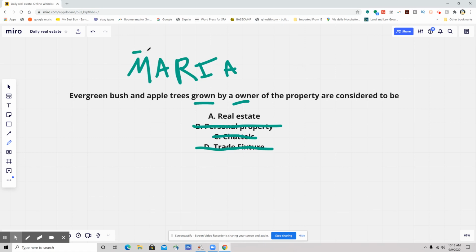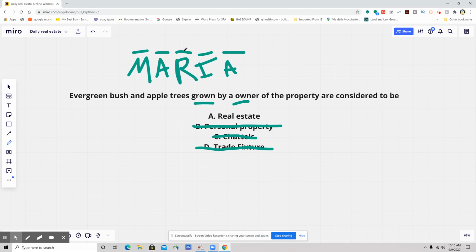So what happens is this. MARIA is the acronym we use. That's method of attachment, adaptation of the item to the real estate, relationship of the parties annexing it to the property, intentions of the parties annexing it to the property, and any agreement that might be extraneous to the circumstances, such as if a buyer and a seller agree that it is real property, then it shall be real property. So, the situation is this. They are attached to the property. It is part of the property now.